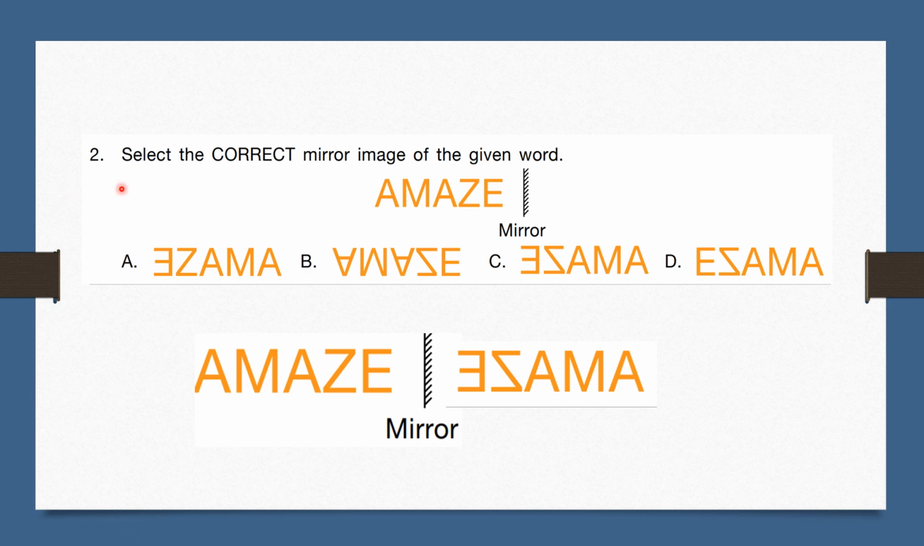Question number 2. Select the correct mirror image of the given word. I have already provided the mirror image, but let's write down again. So E will become like this and Z will become like this. There will be no change in A. There will be no change in M. So it will remain same. So which option looks similar? It is option C. So our answer is option C.